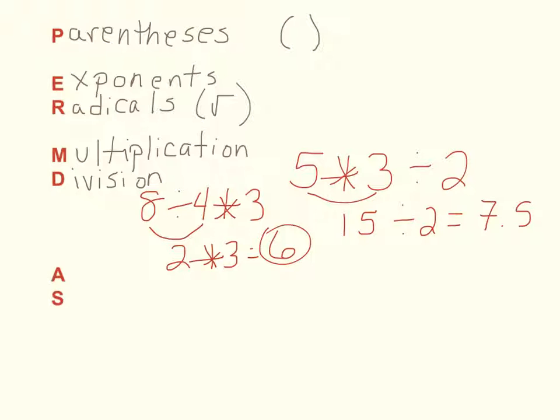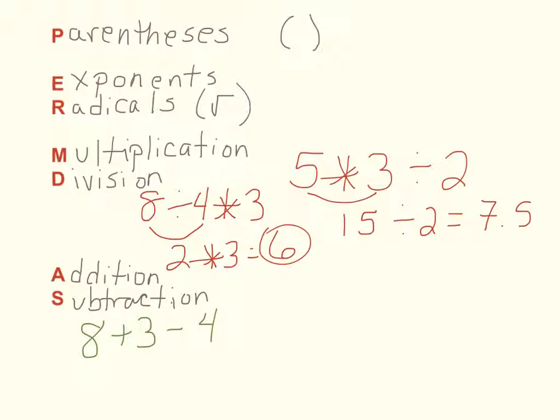And then our last two are addition and subtraction. And again, it's the same thing as the multiplying and dividing. You would do whatever one came first. So 8 plus 3 minus 4 would equal, I would add my 8 plus 3 to get 11, minus 4, which would equal 7.